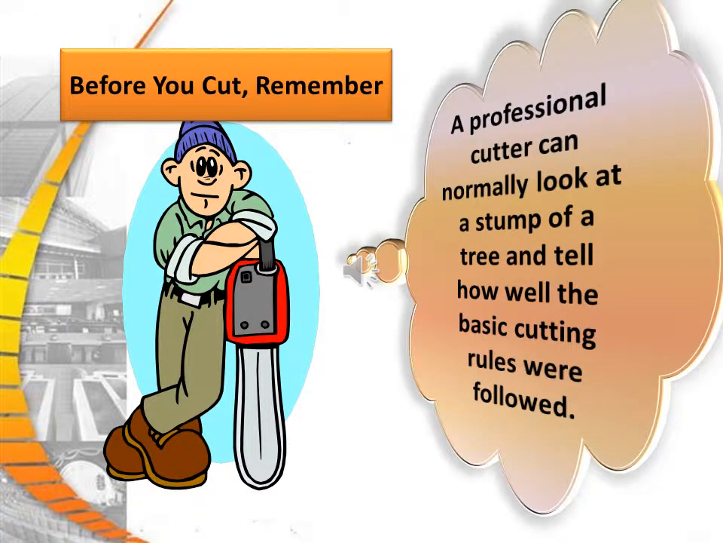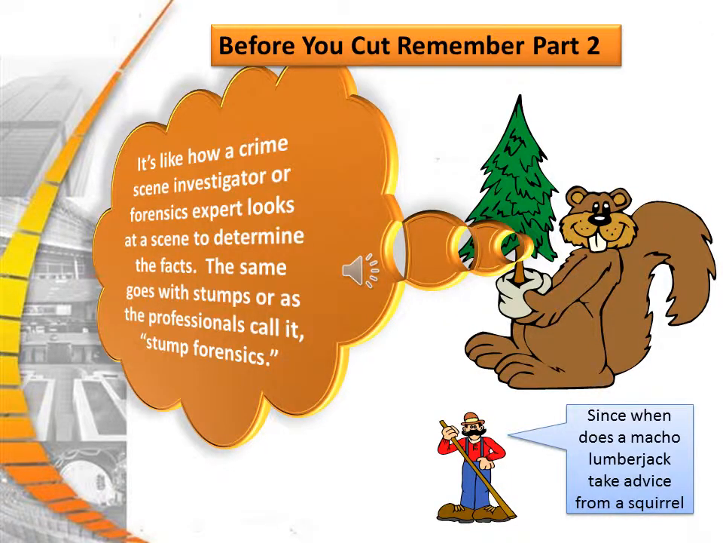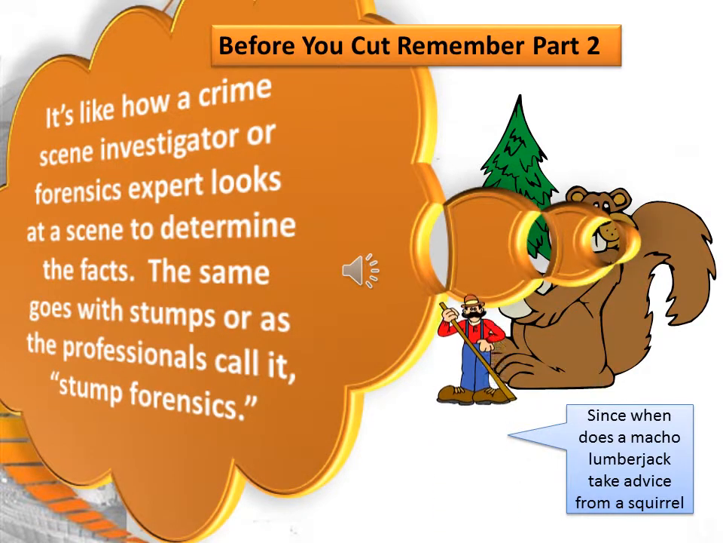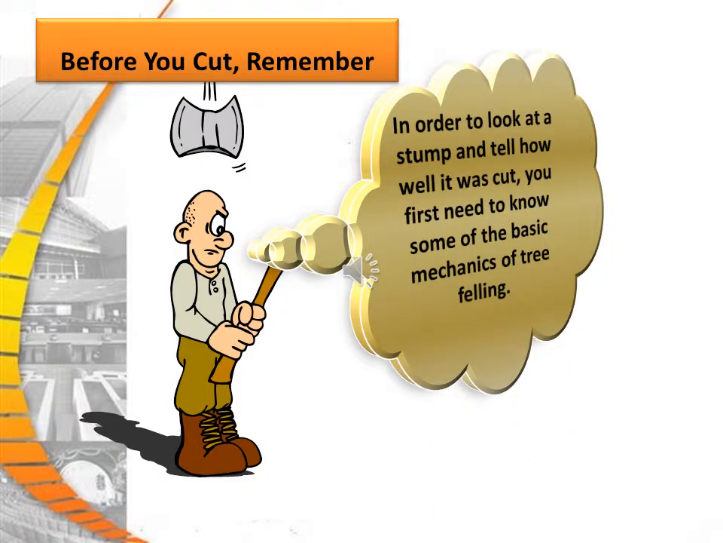A professional cutter can normally look at the stump of a tree and tell how well the basic cutting rules were followed. We're going to go into that so that you'll be trained as well. It's like a crime scene investigator or a forensic expert who can look at a scene and determine the facts. The same goes for stumps, and what professionals call it is stump forensics. Before you cut, remember, in order to look at a stump and tell how well it was cut, first you need to know some of the basic mechanics of tree felling. So let's get into them.